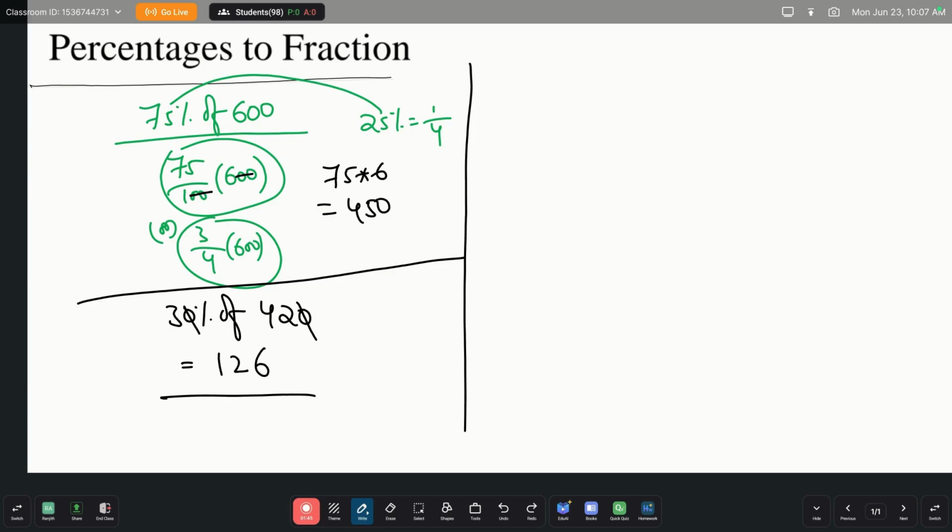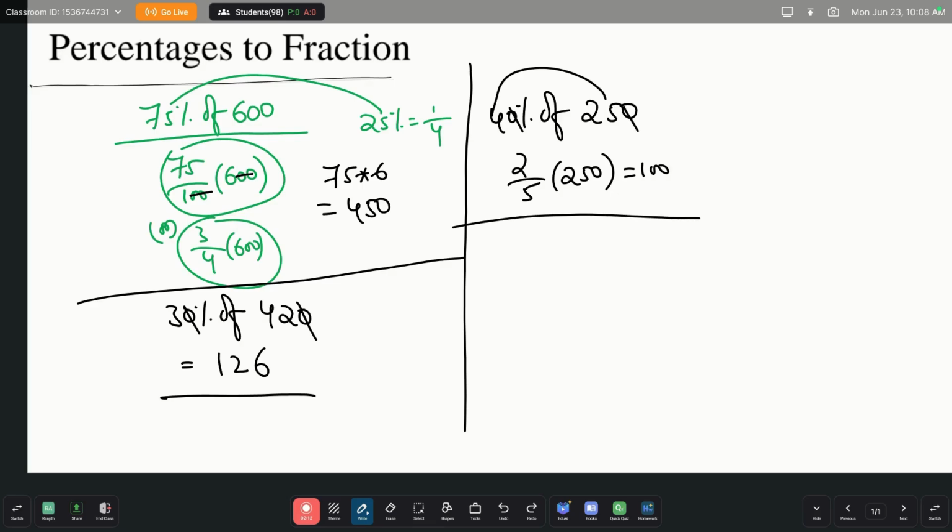Next, 40% of 250. What is the value of 40% of 250? 40 percentage is nothing but 2 by 5. 2 by 5 into 250. So that will be equal to, we can write this one. Or else percentage is nothing but 2 zeros is cancelled. 25 into 4 equal to 100.